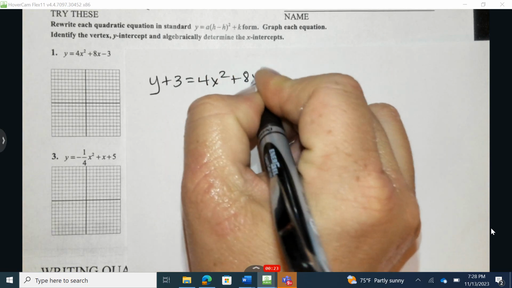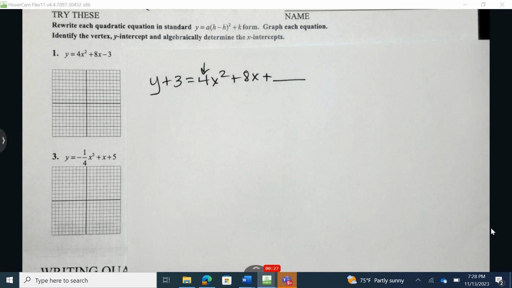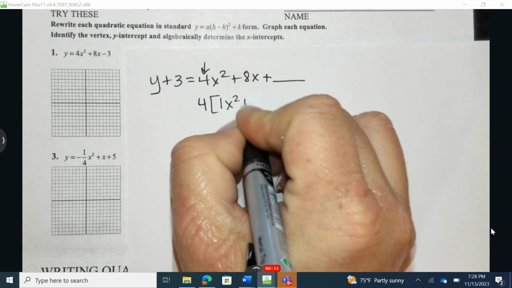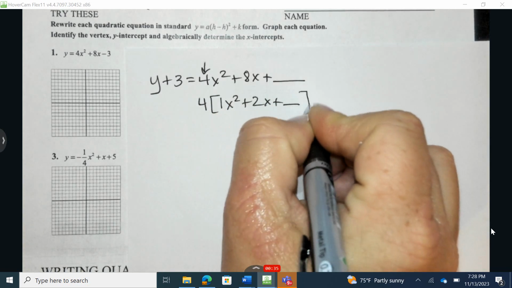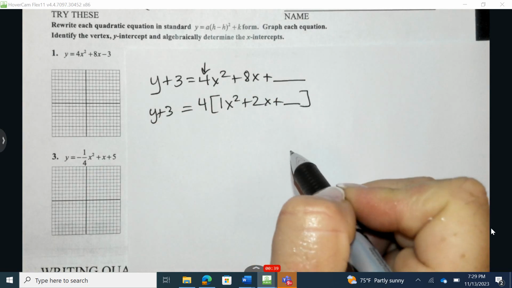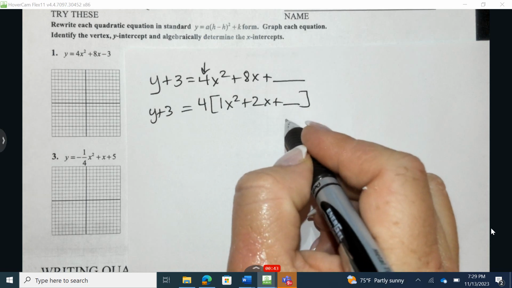My next step will be, whenever the leading coefficient is anything other than a positive 1, I need to factor it out. Now I need to figure out what is this special term. So we want to have this term so I'm able to factor this correctly.